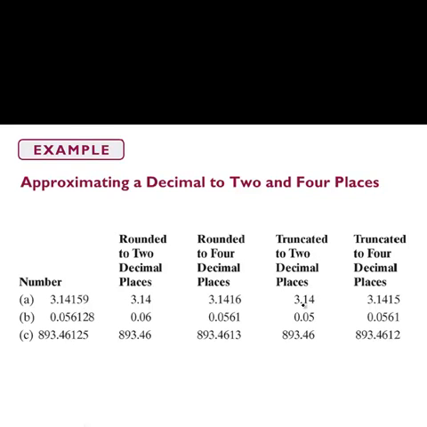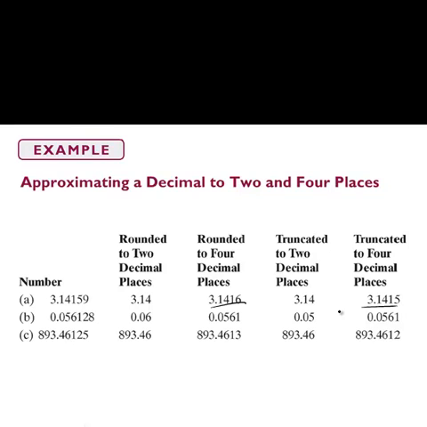Truncated to 2 decimal places, we just lop off the 159. Truncated to 4 decimal places, you just remove the 9. Right, so you get 3.1415. So notice that these 2 numbers are just a little bit different, with that last digit being influenced for the rounding by this 9 right here, whereas in the truncated approximation, that last digit is not influenced by what's to the right.